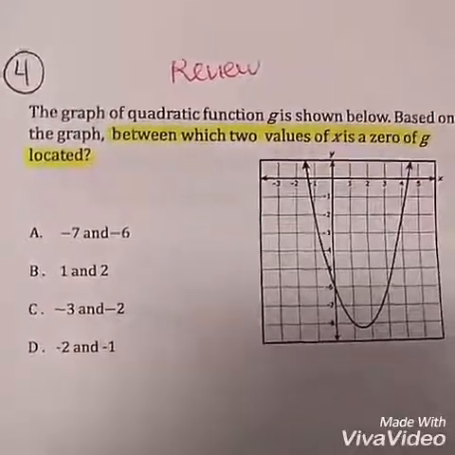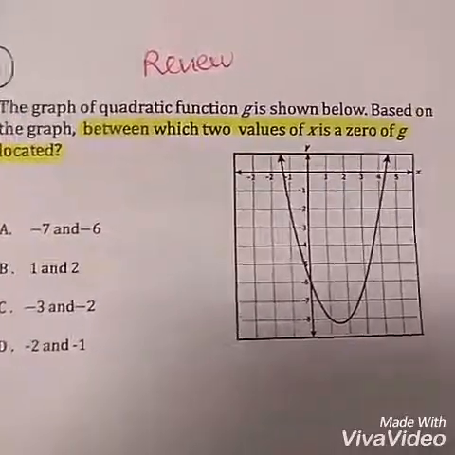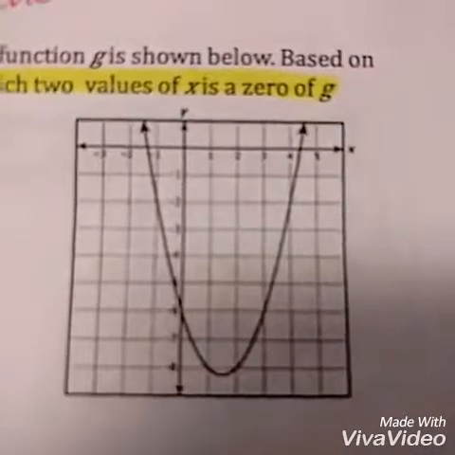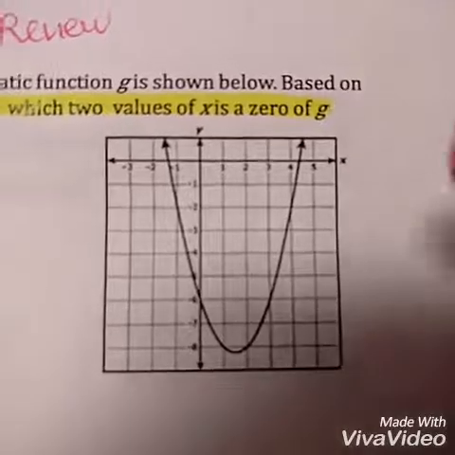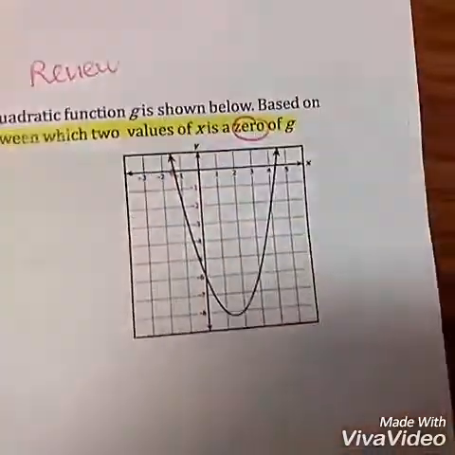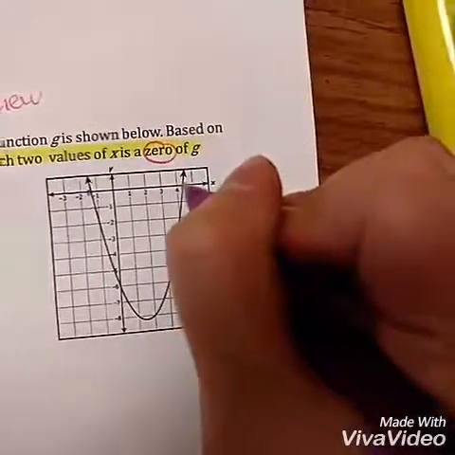So first question, between which two values of x is the zero of g located? They're giving you a graph right here, that's the graph of function g. So we're going to identify the zero, which is the x-intercept. Here I have one x-intercept, here I have another one. So I'm going to label them.